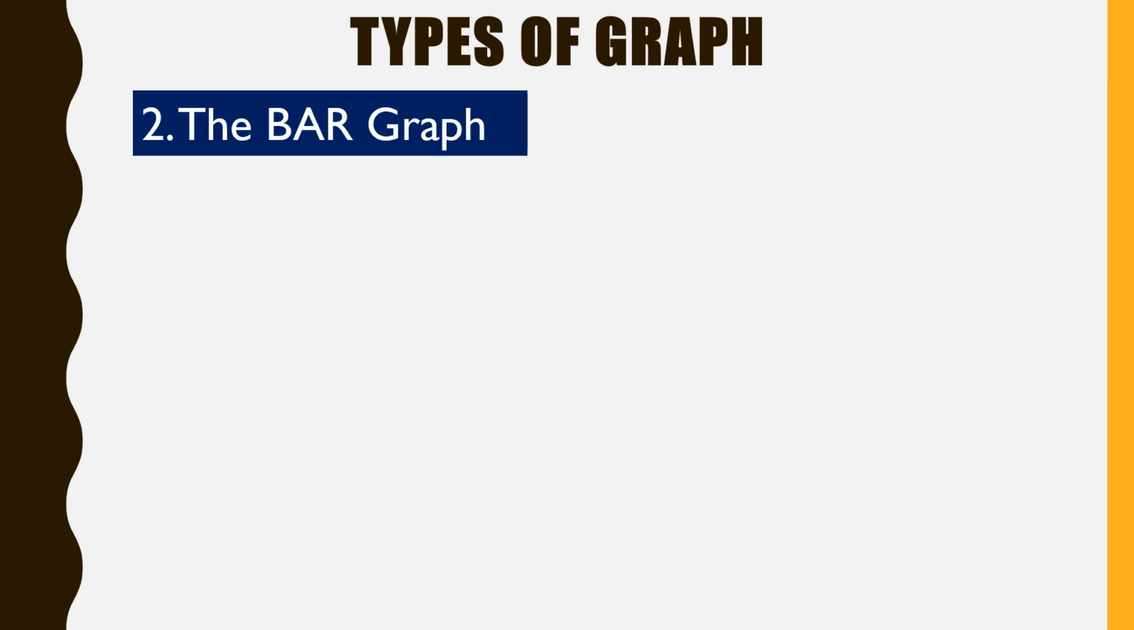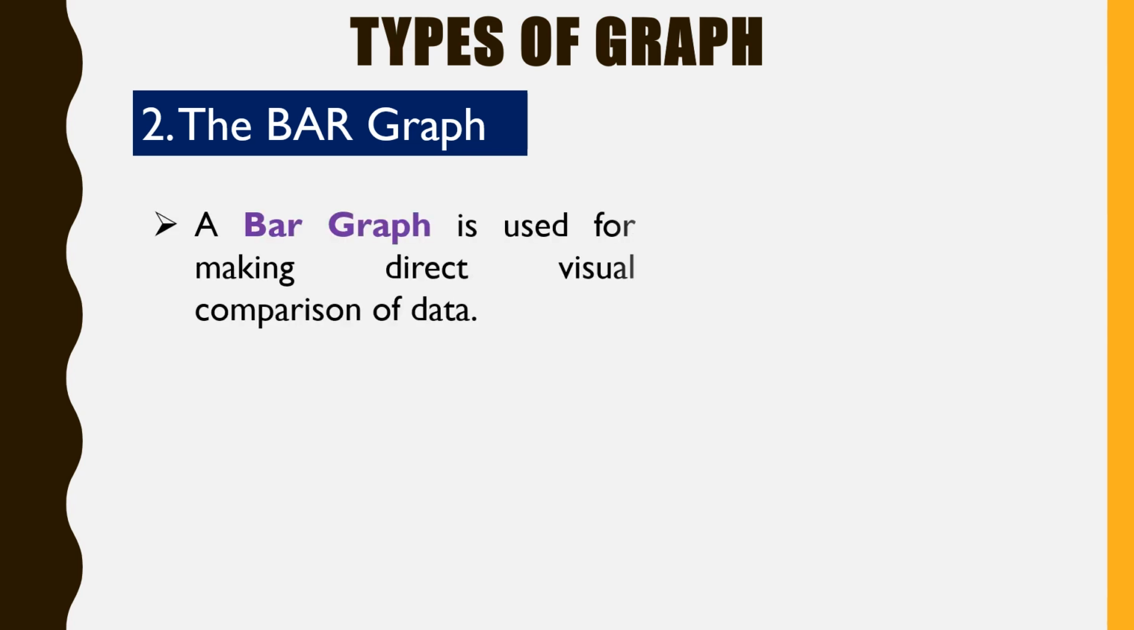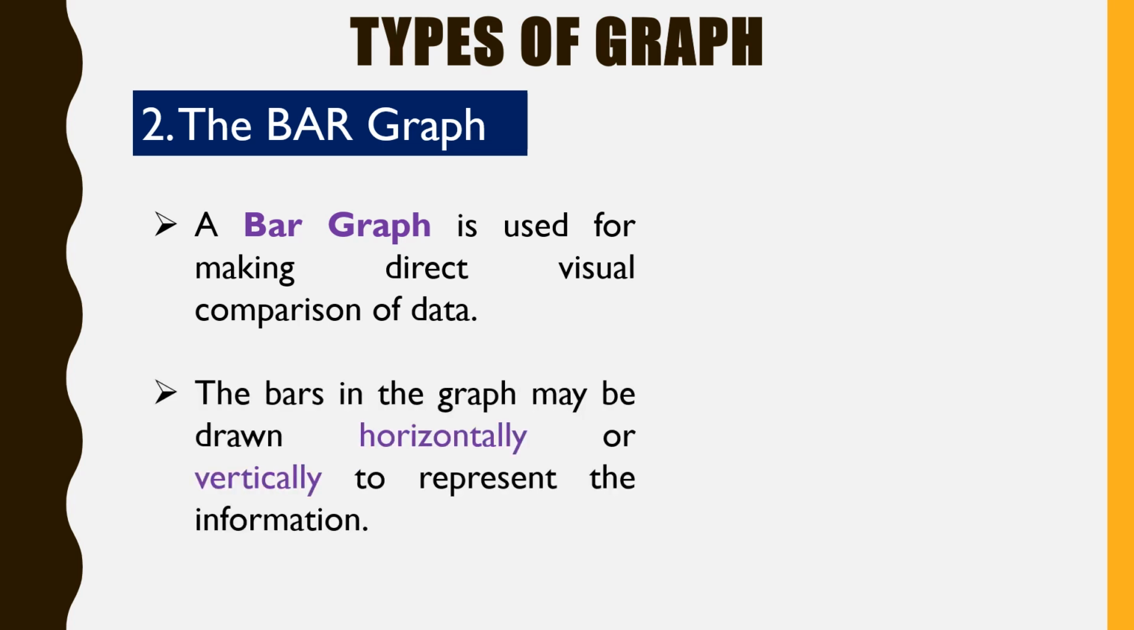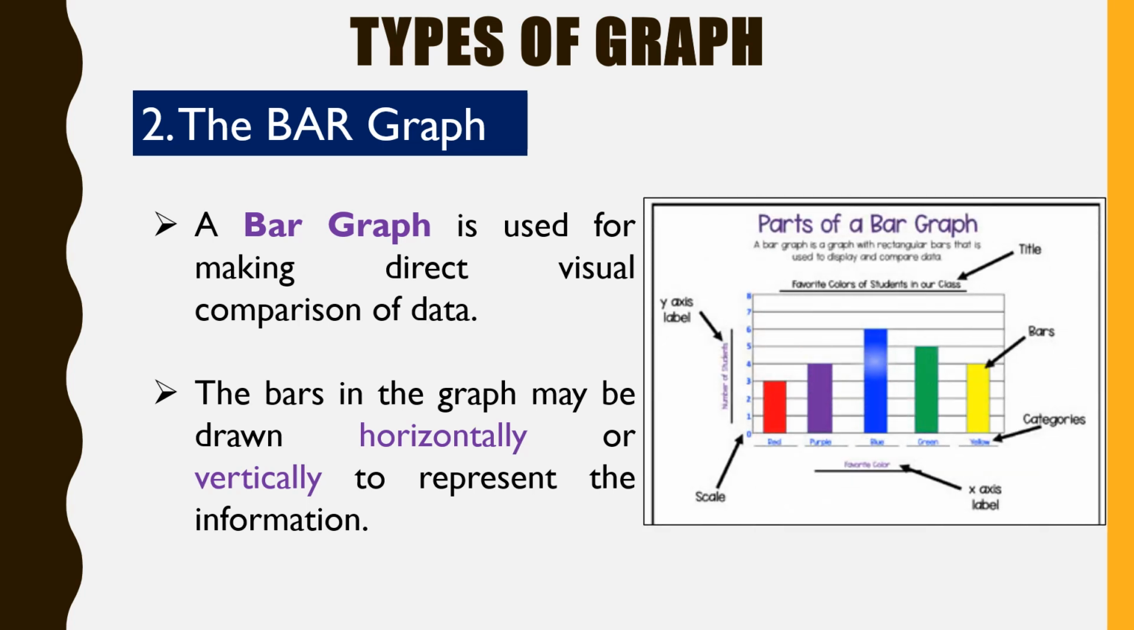The second type of graph is the bar graph. A bar graph is used for making direct visual comparison of data. The bars in the graph may be drawn horizontally or vertically to represent the information. Here is an example of a bar graph with its parts.